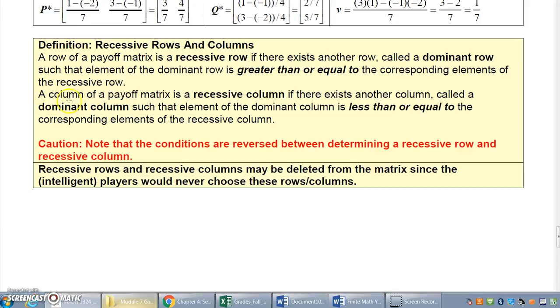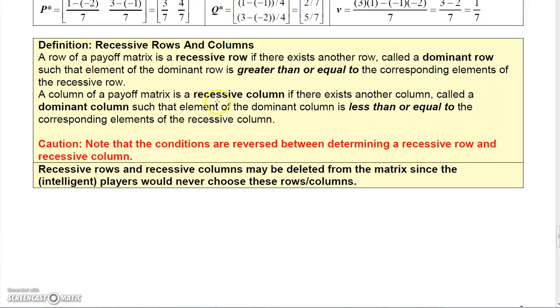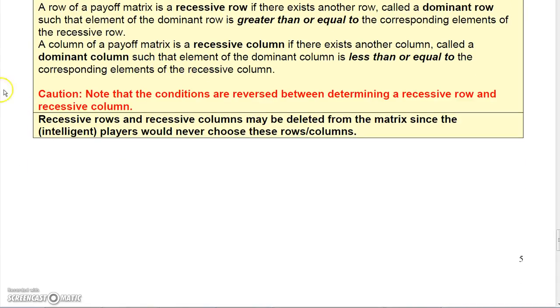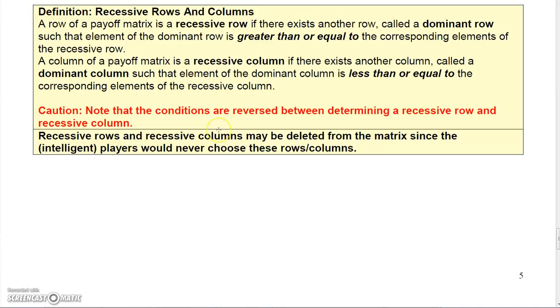And same thing with a column. A column of a payoff matrix is a recessive column if there exists another column called a dominant column, such that the element of the dominant column is less than or equal to the corresponding elements of the recessive column. Now, recessive rows and recessive columns may be deleted from the matrix, since intelligent players would never choose these rows and columns.